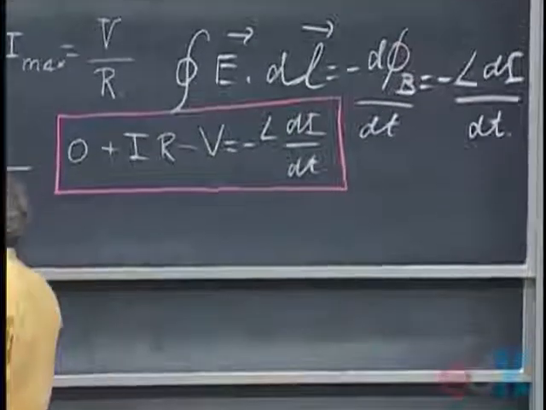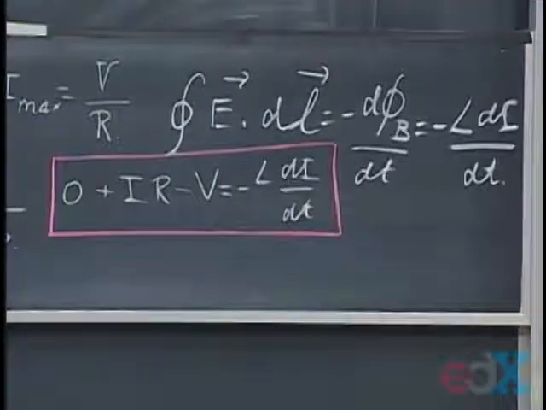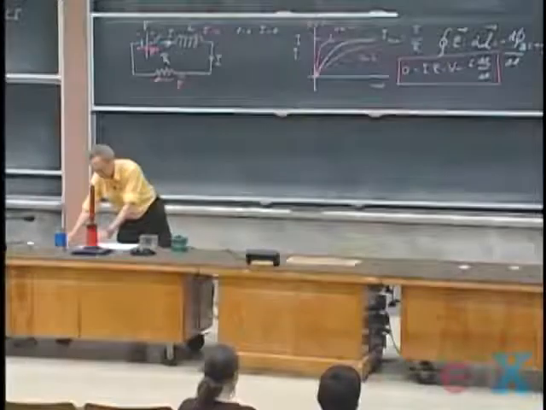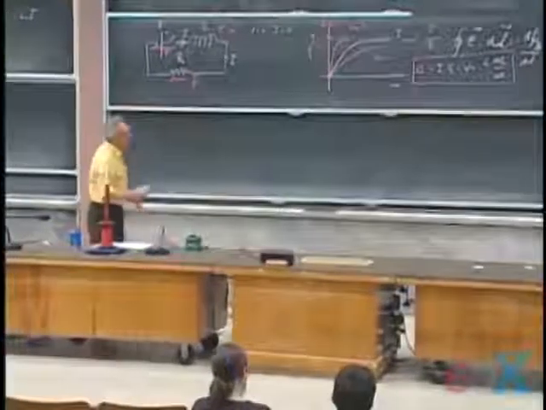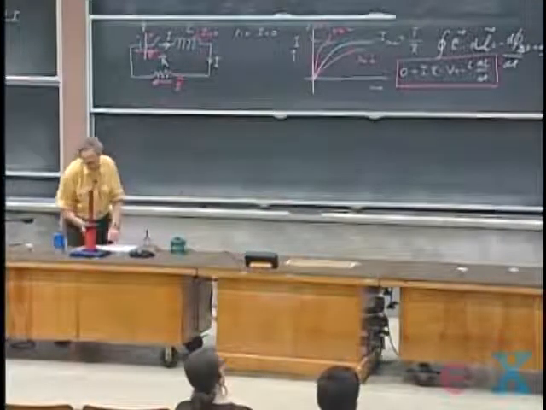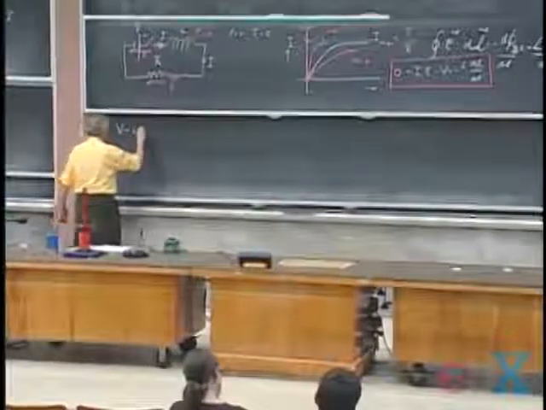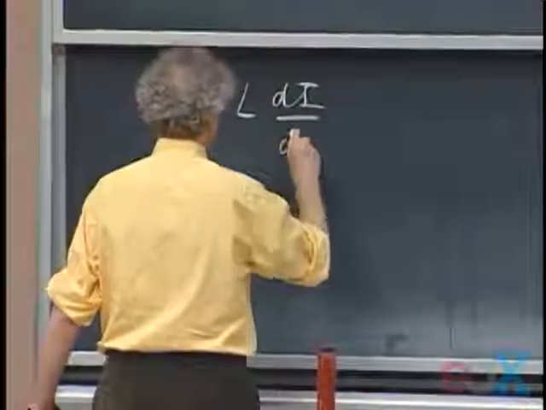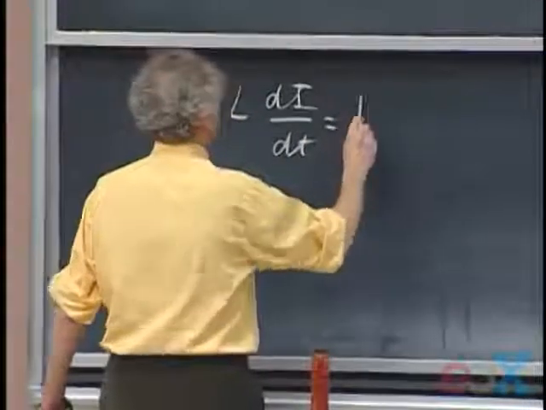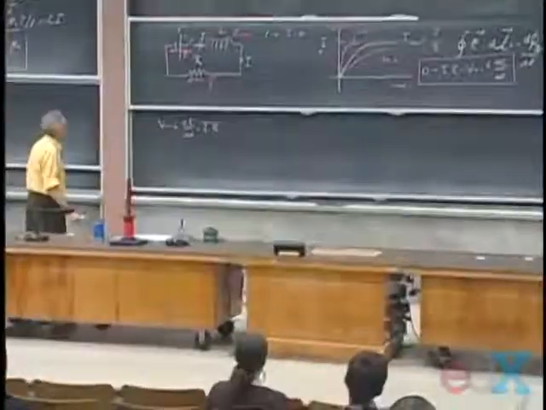You can write it a little differently, which may give you some insight. For instance, you could write that I can bring V and L to one side, so I can write down that V minus L di/dt equals IR. It's the same equation when you look.